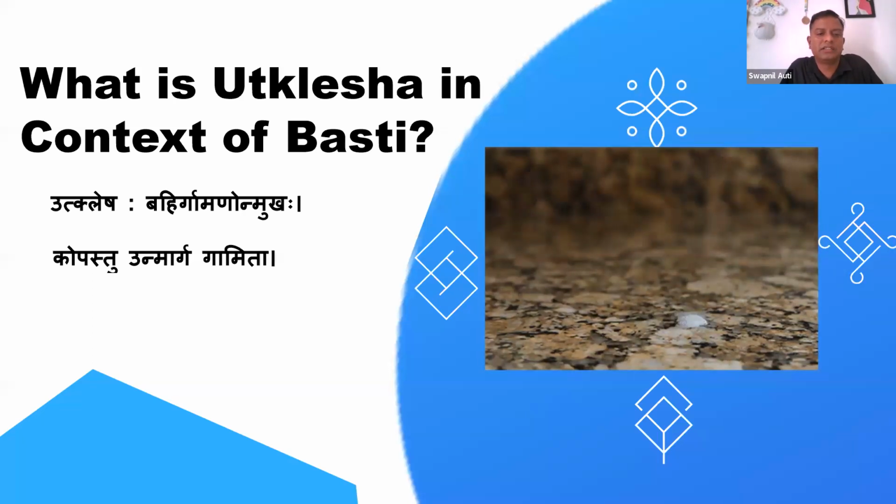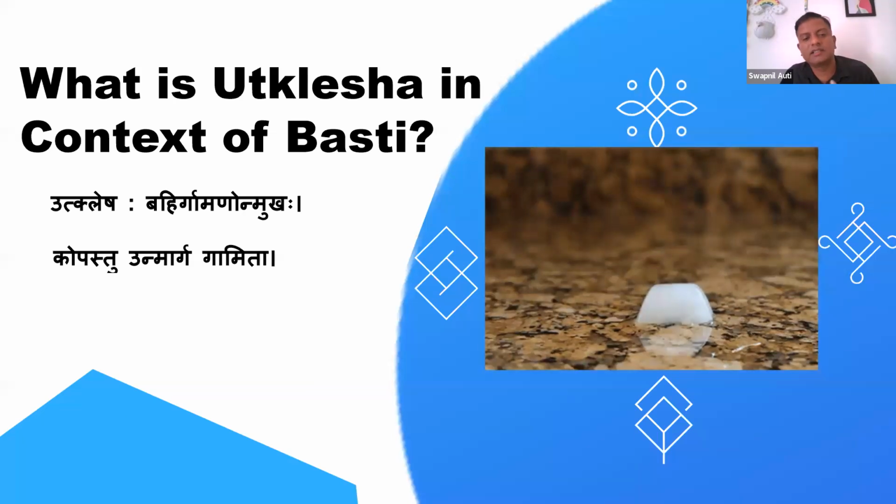So the Utlesha definition, all of you might be knowing, it is Utleshaha Bahirgamanonmukha. The opposite is Kopa, that is Kopastu Unmargagamita. The difference between Utlesha and Kopa is, in Utlesha, Dosha tend to get removed. In Kopa, Dosha tend to go deeper in the tissues, like from Shakha to Marma, they are moving. So it is just opposite to that.